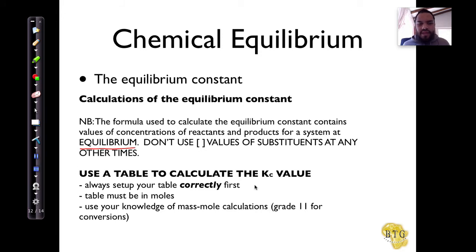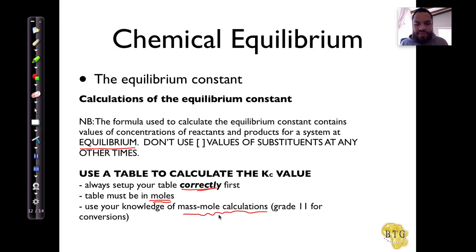The second thing is we will learn how to set up our table correctly first, and if your table is set up easily, it makes life much easier. The second thing you must note is that the table must be in moles. It must be in moles. Now, if your table is not given in moles, which will be in examples that I will show you later on, then you must use your mass-mole calculation knowledge to do the conversions from grams or kilograms or whatever else is given to turn it into moles, okay? That's the important thing. The table must be in moles.